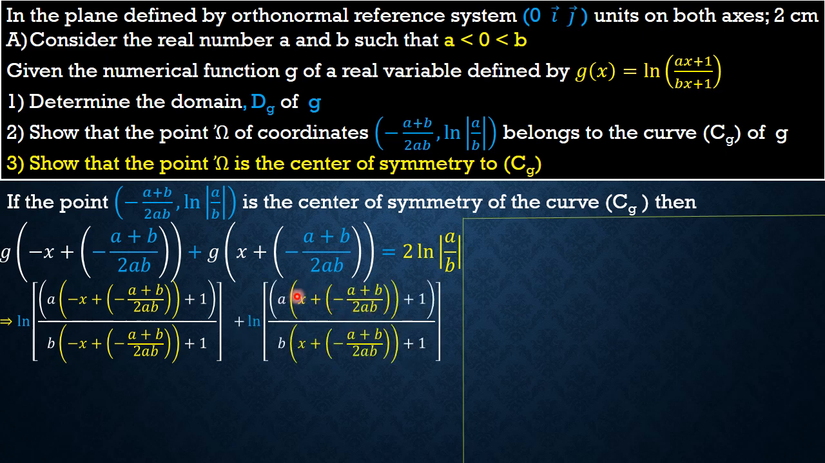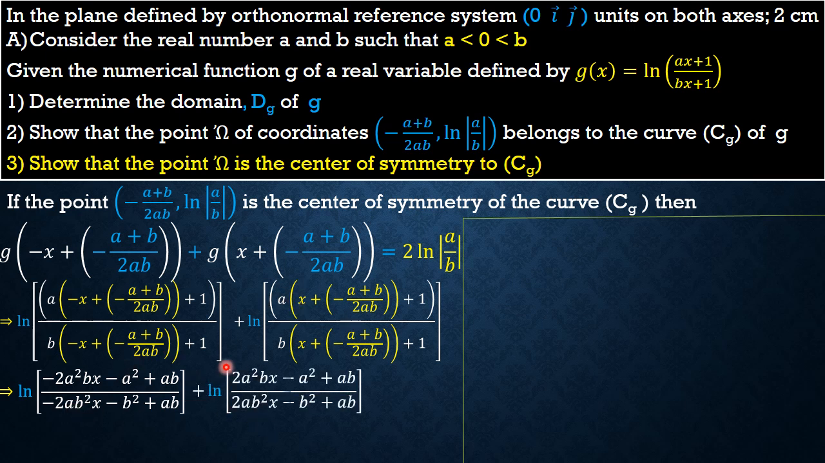If we do that, we are going to have a into x plus negative a plus b over 2ab plus 1, and so on. So that's what we're going to have. So if you simplify further, if you simplify this portion, you are going to have the natural log of negative 2a squared bx minus a squared plus ab all over negative 2ab squared x minus b squared plus ab. Then simplifying this one in a similar manner, we are going to have 2a squared b minus a squared plus ab all over 2ab squared x minus b squared plus ab.